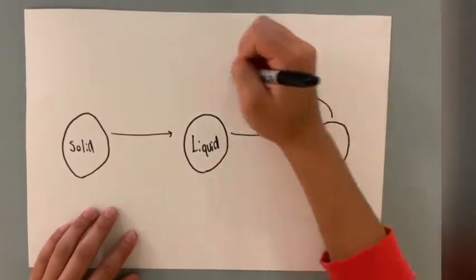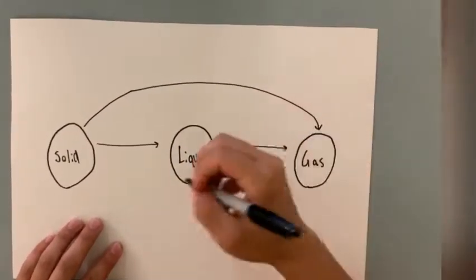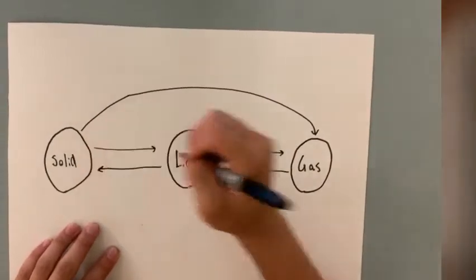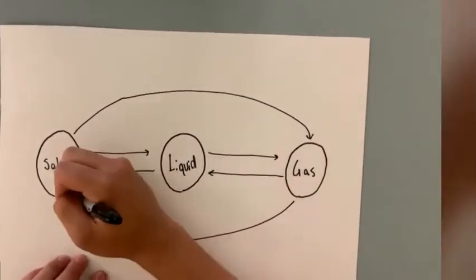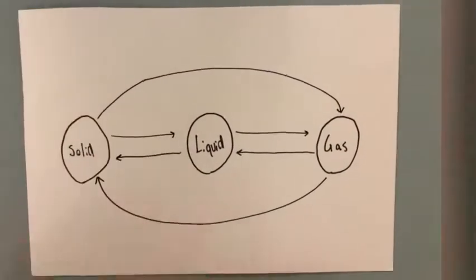These states of matter can change form between a solid, liquid, and a gas. All of these changes are physical changes because the chemical formula stays the same, but their physical properties change.